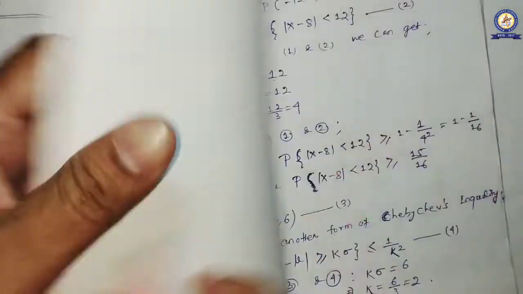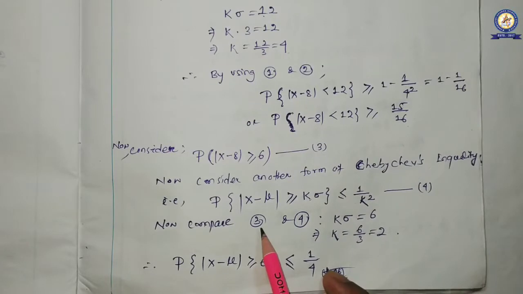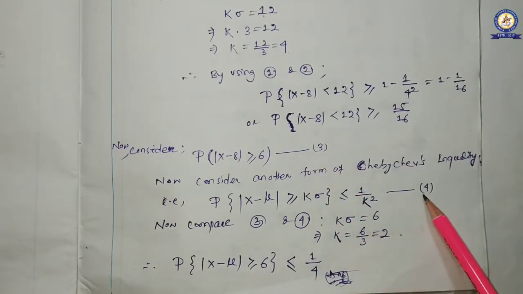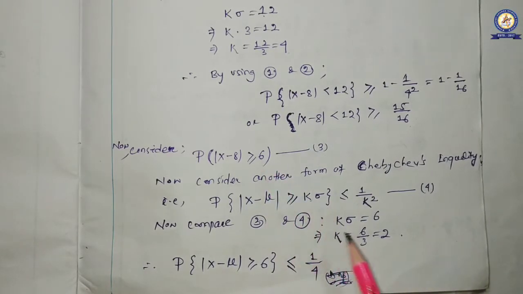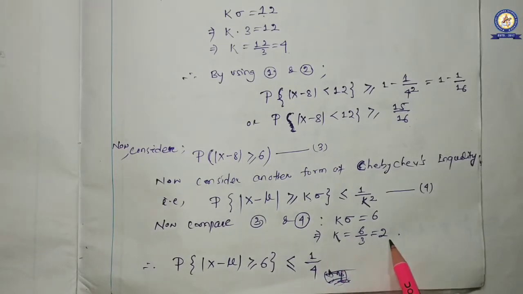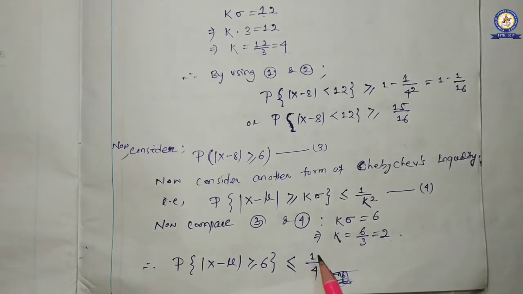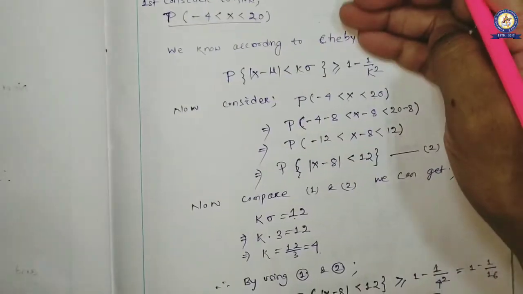Okay. So now we have to compare equation number 3 and 4. This is your equation number 3 and this is your equation number 4. You just compare. We can find k sigma is your 6. Sigma is already given as 3. So hence k will be 2. So hence the probability of this one will be less than or equal to 1 by 2 square, which will be 1 by 4. Right? See, here I solved this problem step by step.